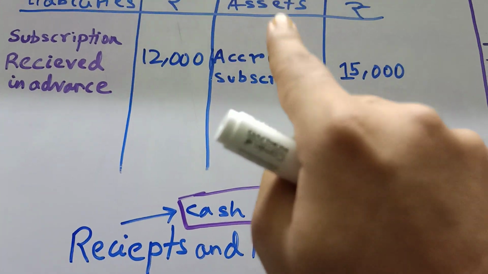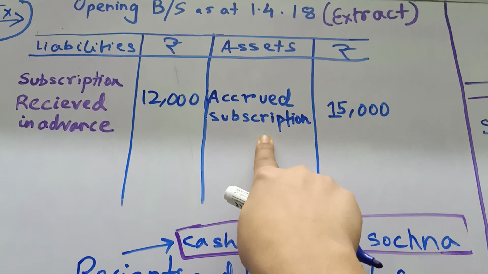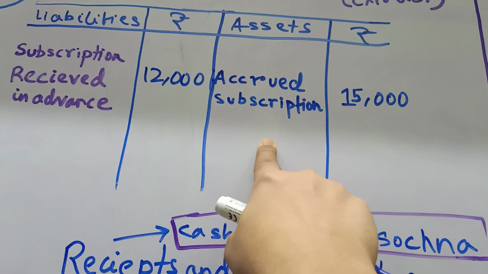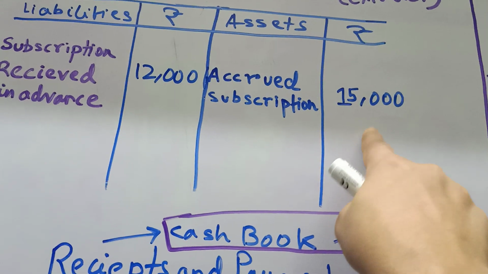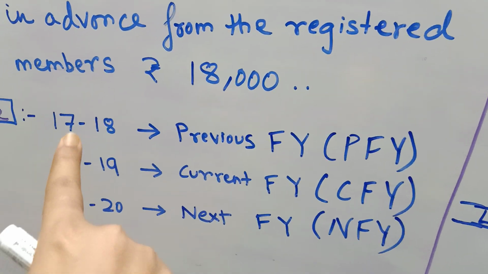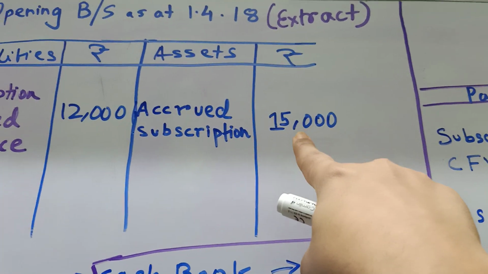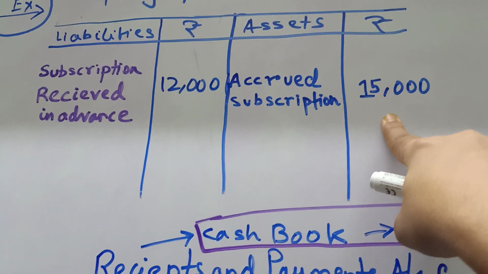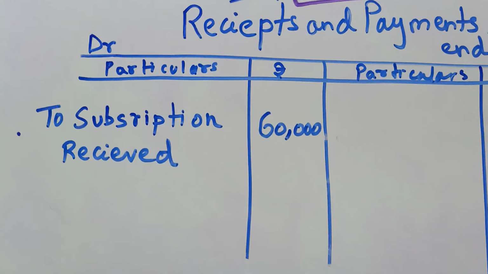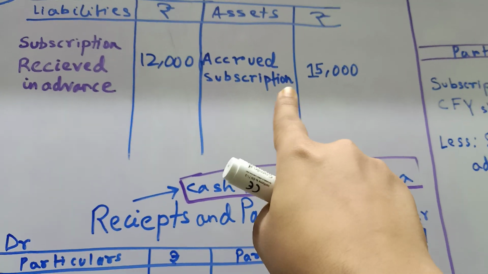Now the reason why it is standing in the opening balance sheet as an asset, as an accrual, is solely because of this fact that this was not received in the previous financial year. But certainly this 15,000 was booked as an income in the previous financial year 17-18. But now this 15,000 in this current financial year 18-19 stands received and is included in the 60,000. So we have to separate it, deduct it from 60,000, this accrued subscription for previous financial year.